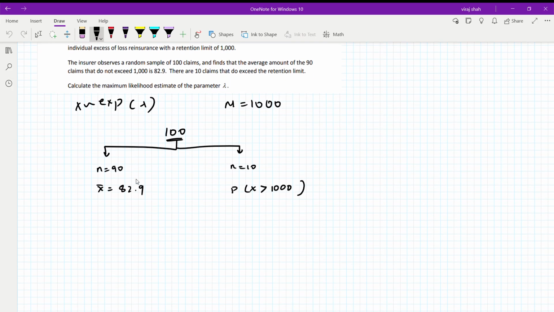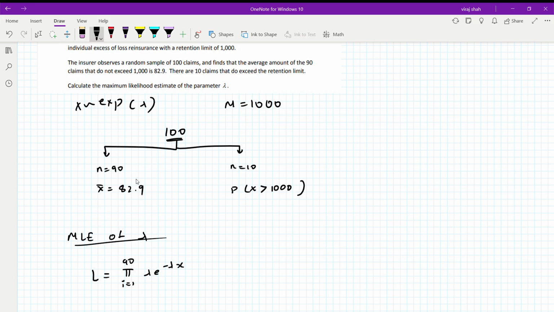And what is the question? We have to find the MLE of lambda. So your L would be nothing but the product from i equal to 1 to 90, 90 times, of lambda e raised to minus lambda x.